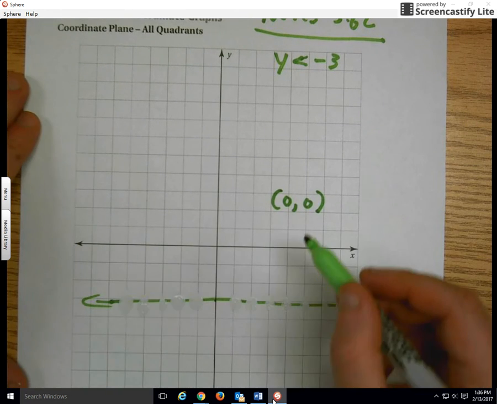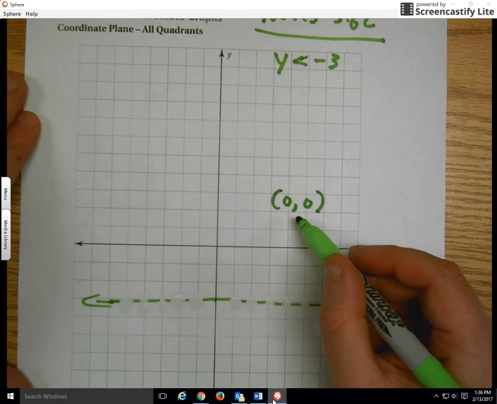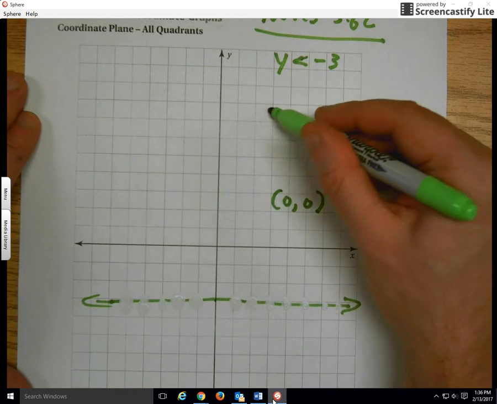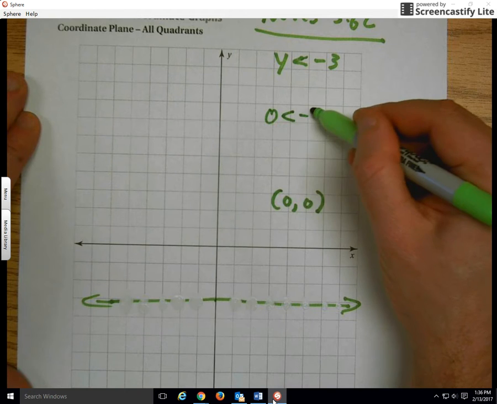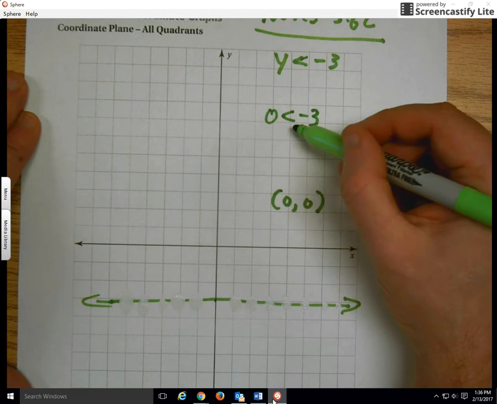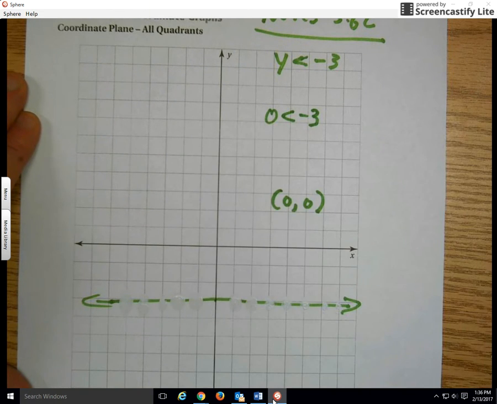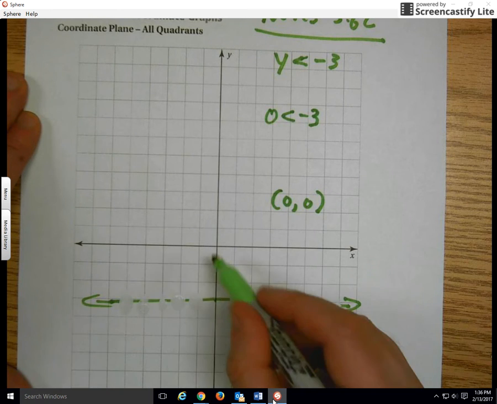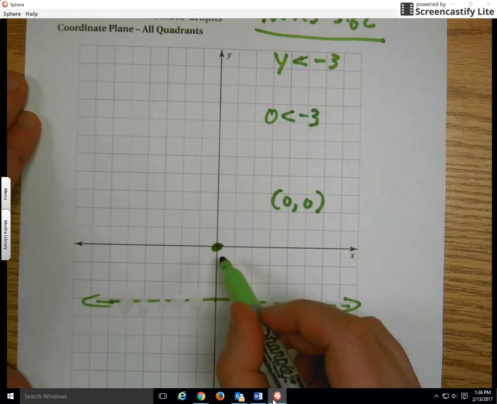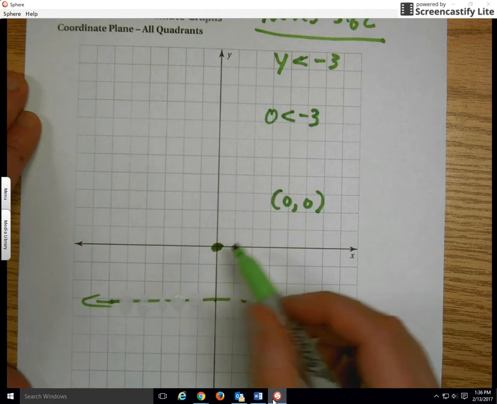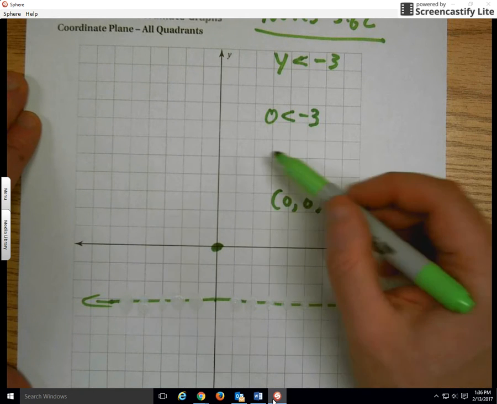Okay, so let's go ahead and substitute it in. And we'll put a 0 for the y. And there is no x. So is this true or false? Is 0 less than -3? Actually, that's false. This (0, 0) is false. Because 0 is not less than -3.